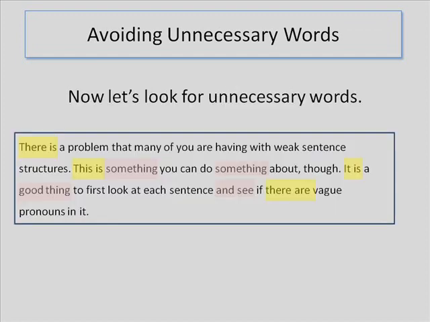Let's look at the same passage again. Notice in the second sentence that the word something is used twice. That is unnecessary repetition. You do not need to use the same word in the same sentence. In the third sentence, I highlighted the phrase a good thing. That's a very vague phrase. The word good is not very specific, and the word thing is not very precise.